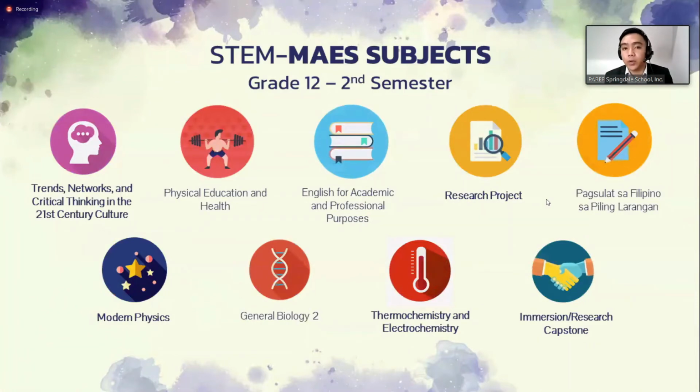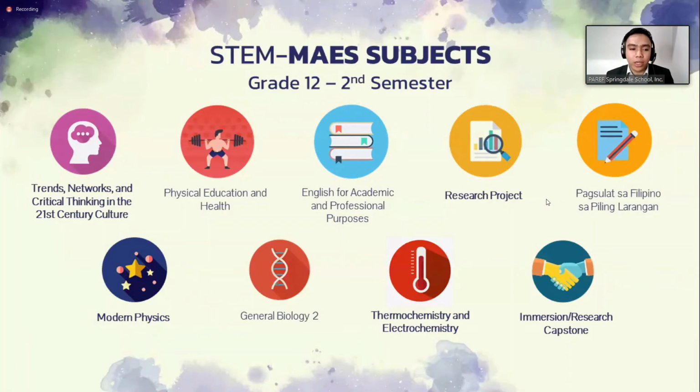And to end it, in grade 12 for the second semester in MAES, these are still the core subjects, or what we call the minor subjects. We have PE, English for academic and professional purposes, and then the culmination of the research, and then Filipino. In the first subject, we have trends, networks, and critical thinking. This is not actually a required subject for STEM, but we feel that it is important that the students have good training in critical thinking. So we wanted to have this as part of the STEM curriculum.